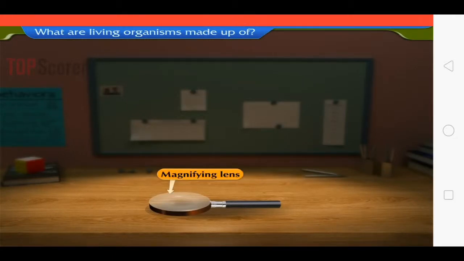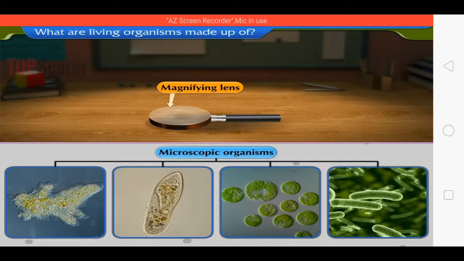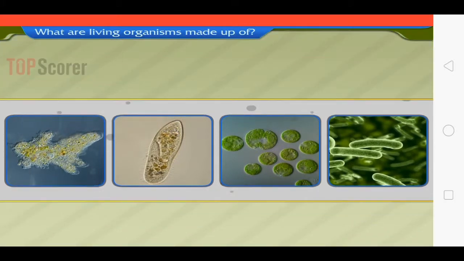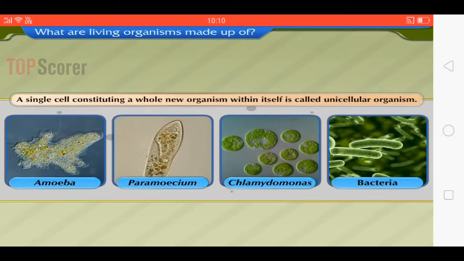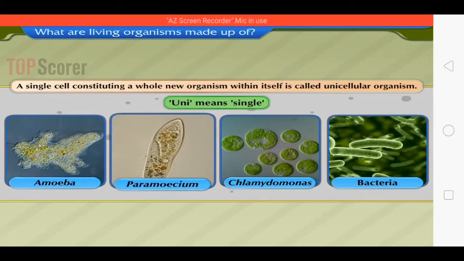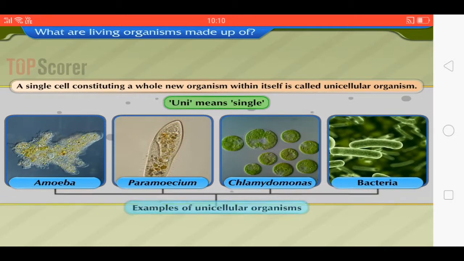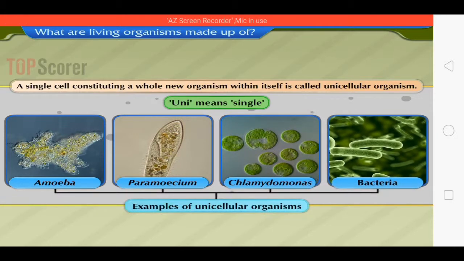The invention of the magnifying lens led to the discovery of many microscopic organisms. It was then known that a single cell constitutes a whole organism within itself. These organisms are called unicellular organisms. Uni means single. Amoeba, Paramecium, Chlamydomonas and bacteria are some examples of unicellular organisms.